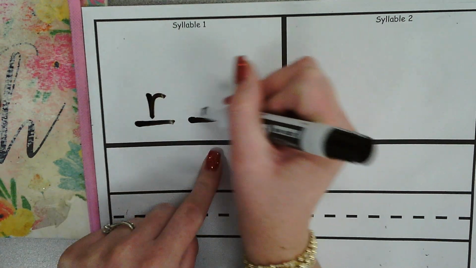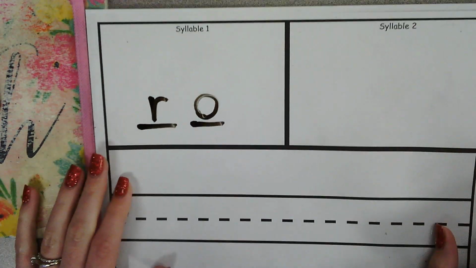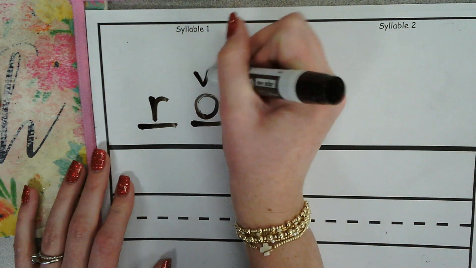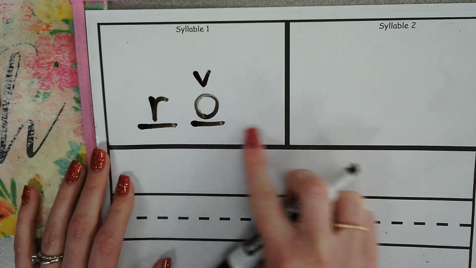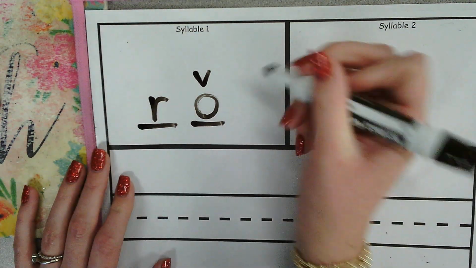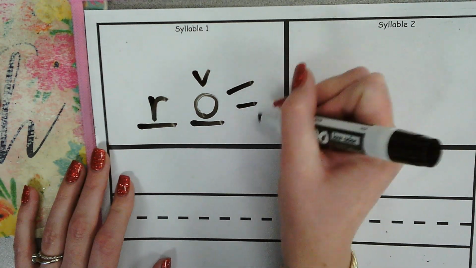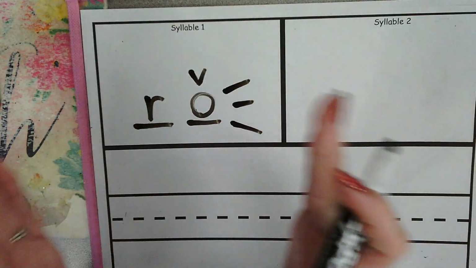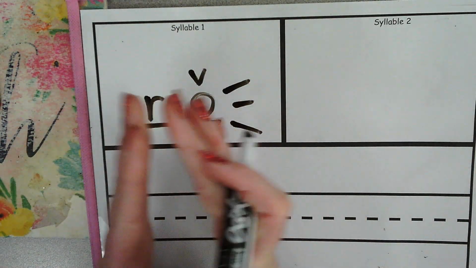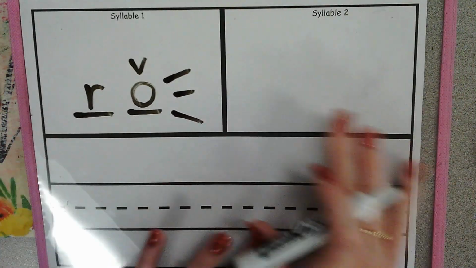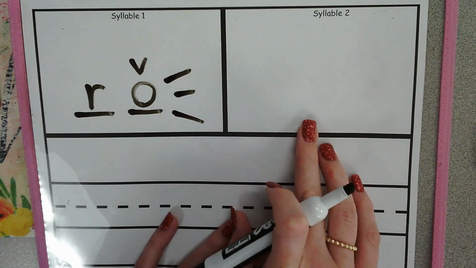I'm going to go back and write what I hear. R, o. Okay. I'm going to look for my vowel. My vowel is the O, but I do not have a consonant after it. That means that this is an open syllable. So the vowel is making its long sound. There's nothing closing it in and making it sound short. So it stretches it out and says, oh, its long sound.